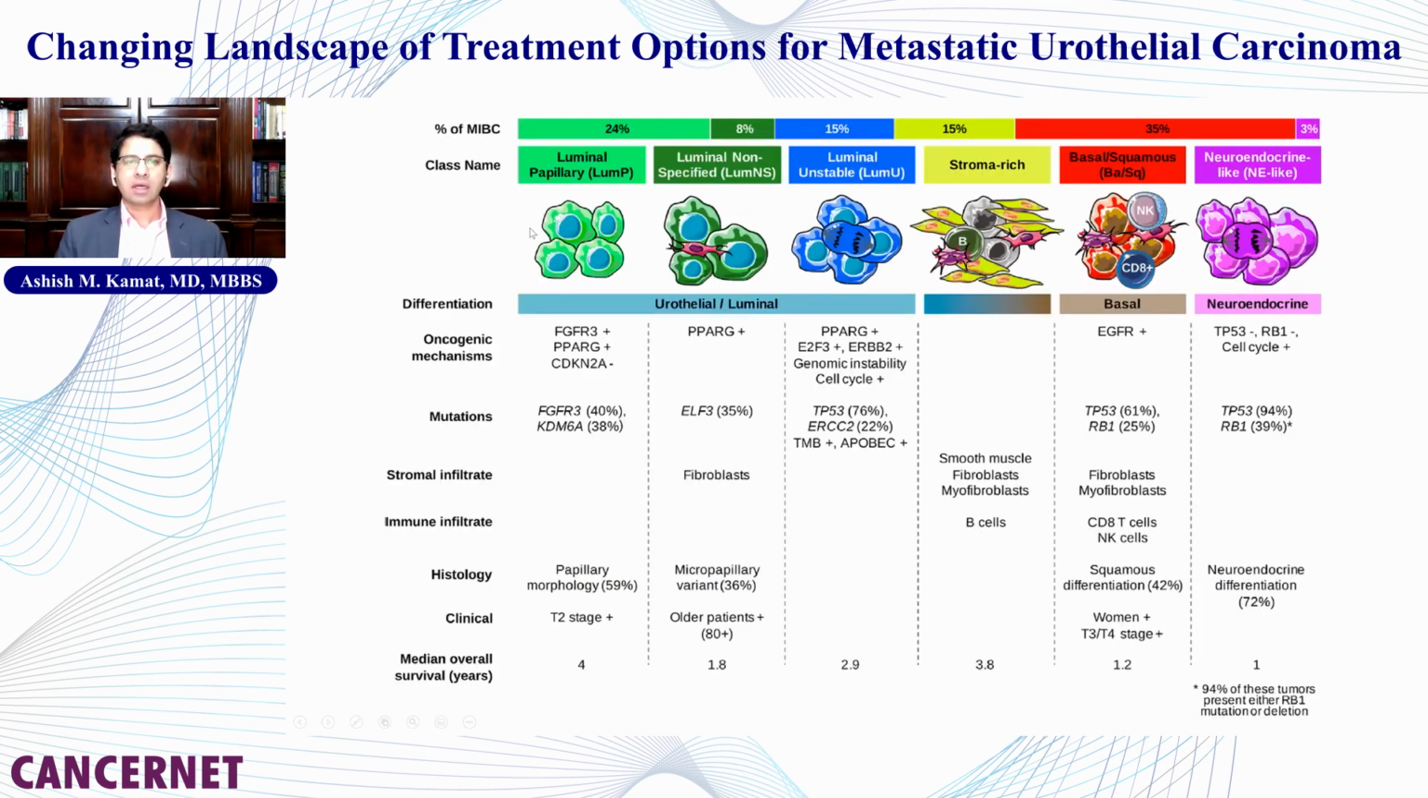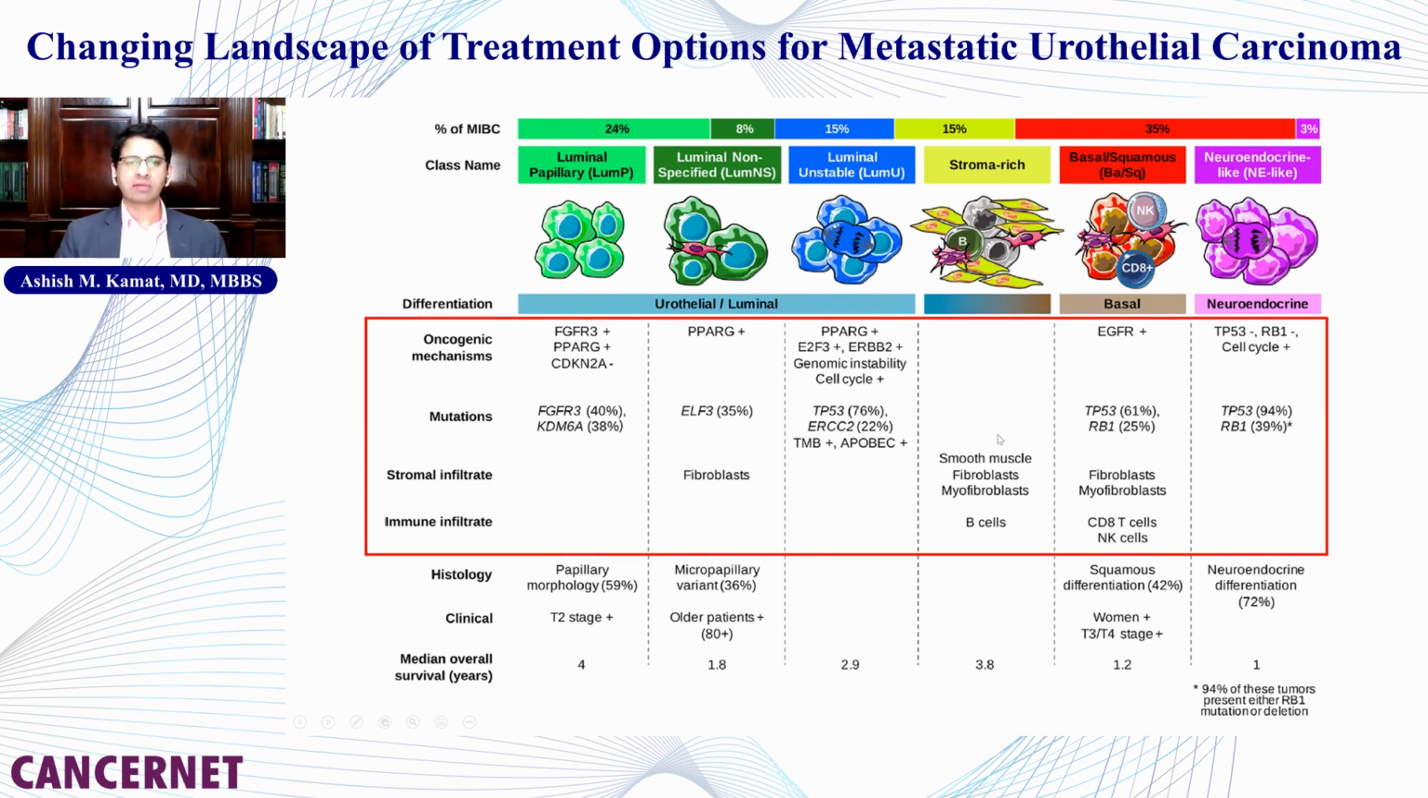And here again, I draw your attention to the different subtypes: the luminal papillary, luminal non-specified, unstable, forming this end of the subgroup, the stroma-rich, the basal squamous, and the neuroendocrine-like features. And as I've mentioned earlier, the oncogenic mechanisms, the mutations, the presence or absence of B cells, all of these, as we know, do help in some ways, at least provide hypotheses as to which group of patients might or might not respond to particular therapy.